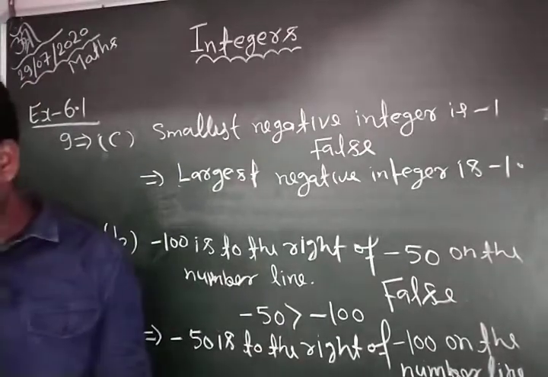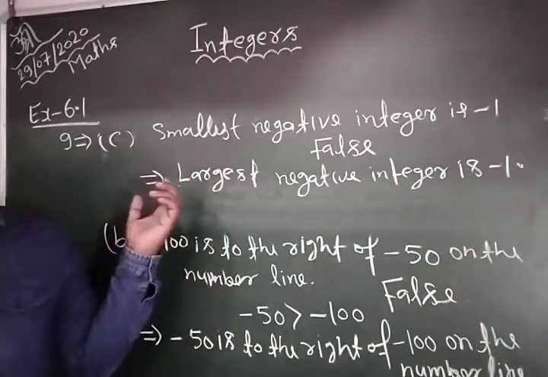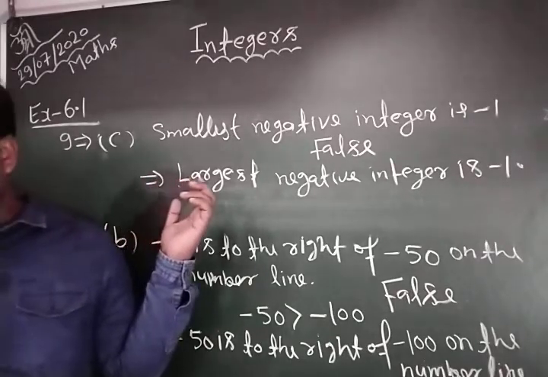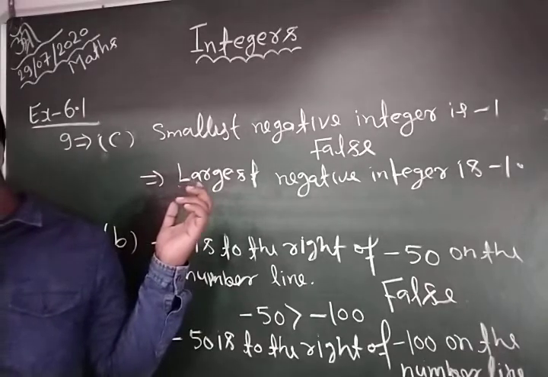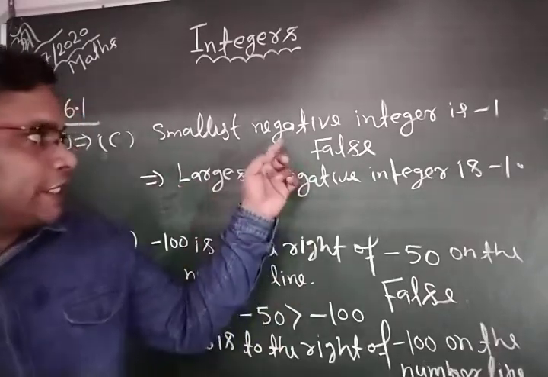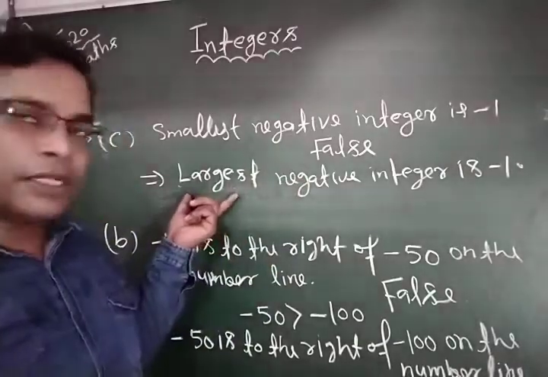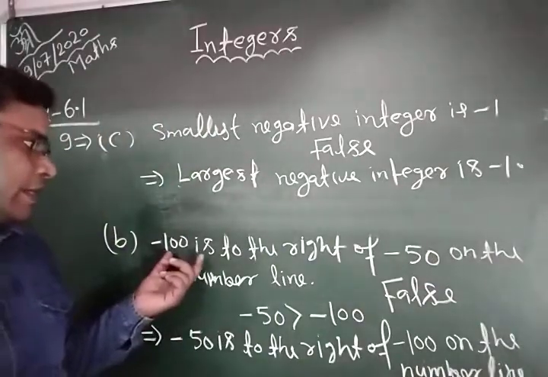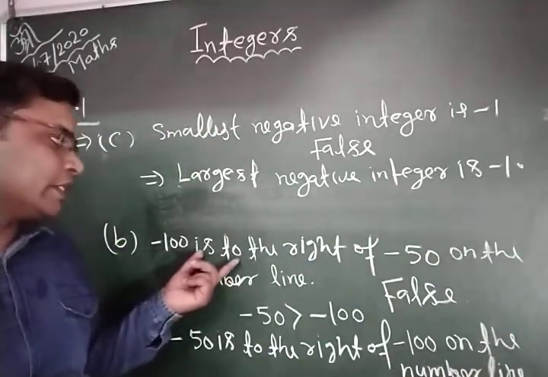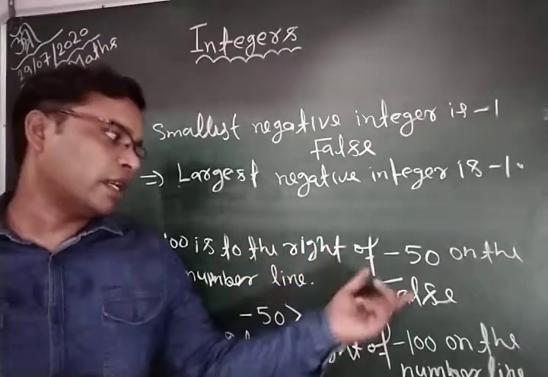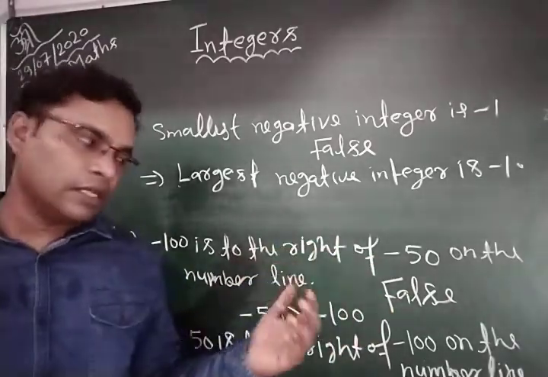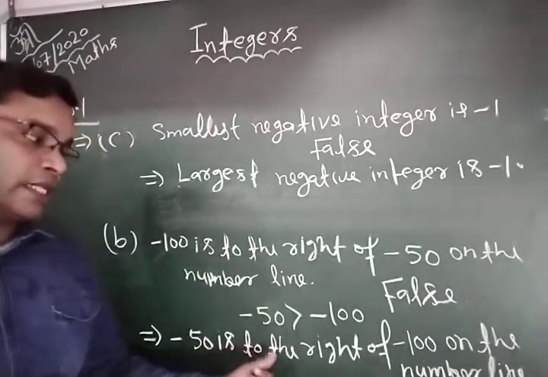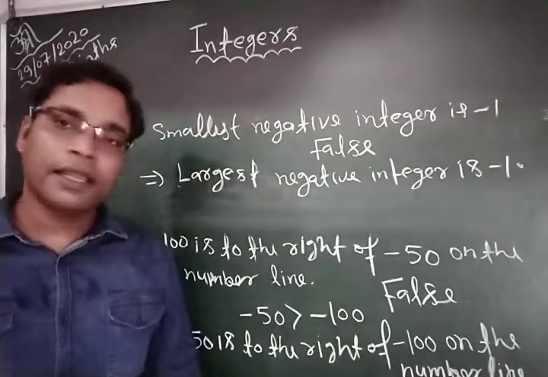In question number 9, the question told us that for the following statements, write true for T or false for F, and if the statement is false, correct the statement. So this statement is false, and the correct statement is: the largest negative integer is minus 1. And here the given statement is: minus 100 is to the right of minus 50 on the number line. This is false. So what is the correct statement? We correct it here: minus 50 is to the right of minus 100 on the number line.